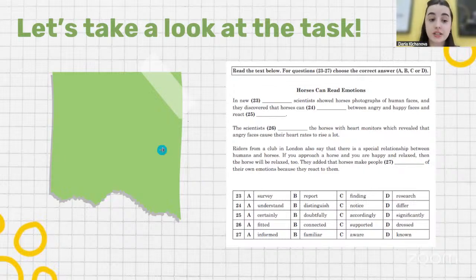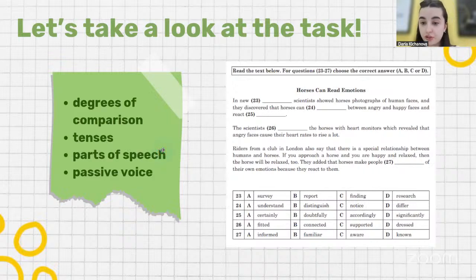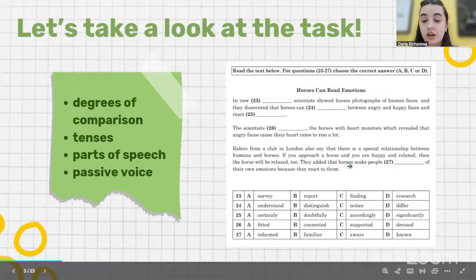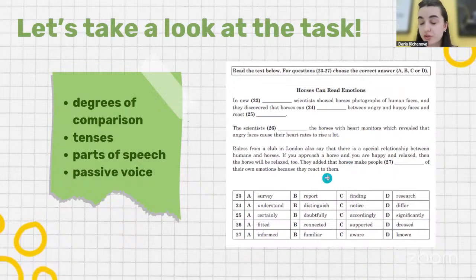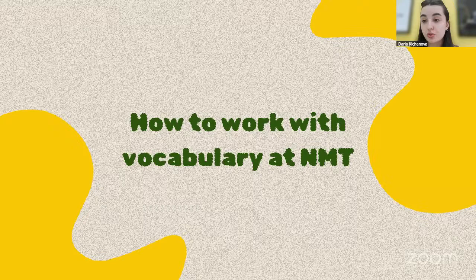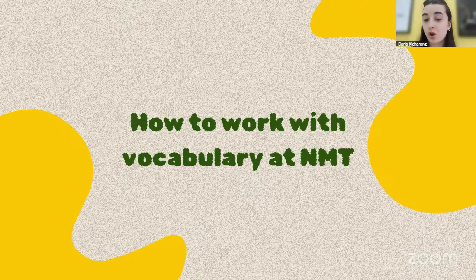As you can see, here we had degrees of comparison, tenses, parts of speech, and passive voice. But if we are talking about vocabulary here, we focus on synonyms, we focus on different collocations and phrases, and similar words with similar meaning. Let's talk about how to work with such types of tasks and how not to spend a lot of time on them.